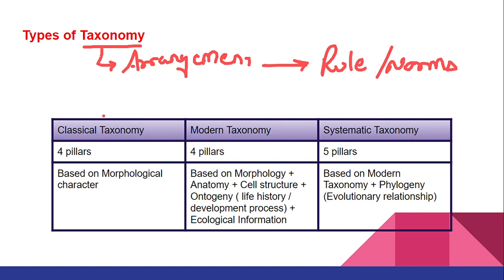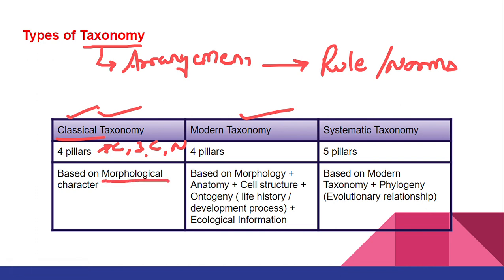So yesterday we studied classical taxonomy and modern taxonomy. Classical taxonomy is nothing but the basic taxonomy. It has 4 pillars. What are the 4 pillars, class? That is characterization, identification, classification and nomenclature. This classical or basic taxonomy is based only on morphological characters.